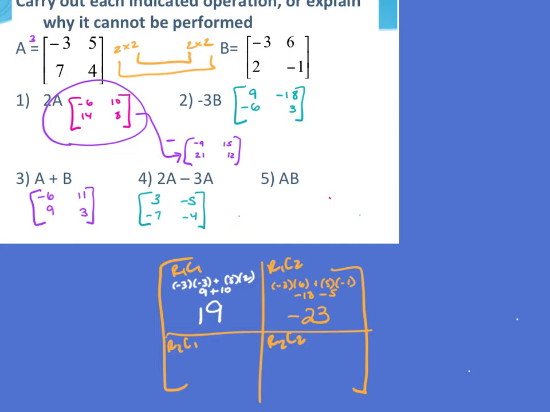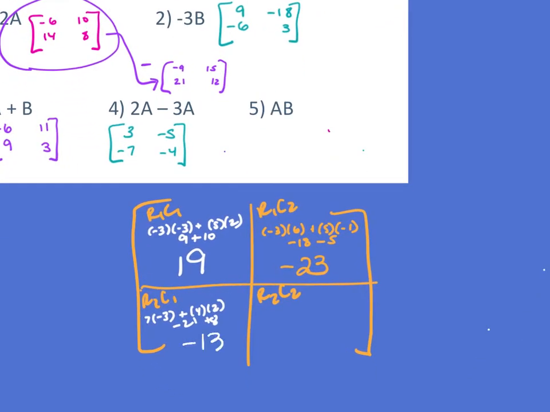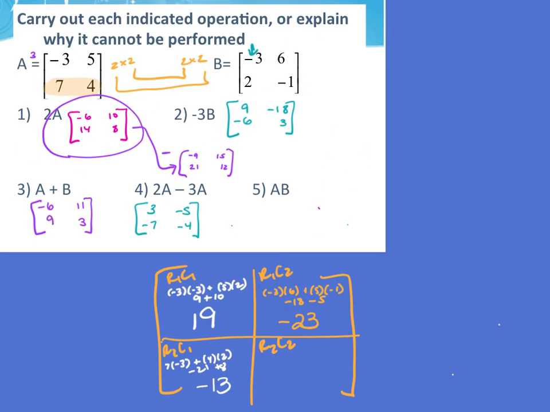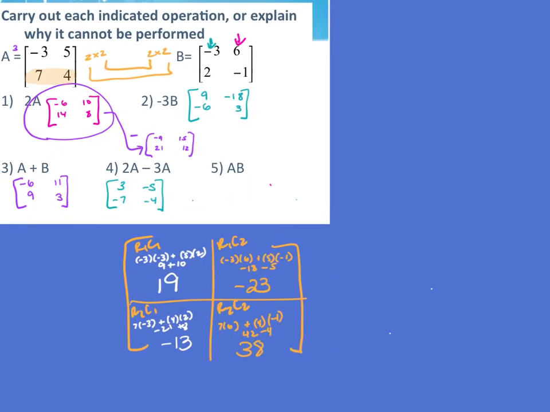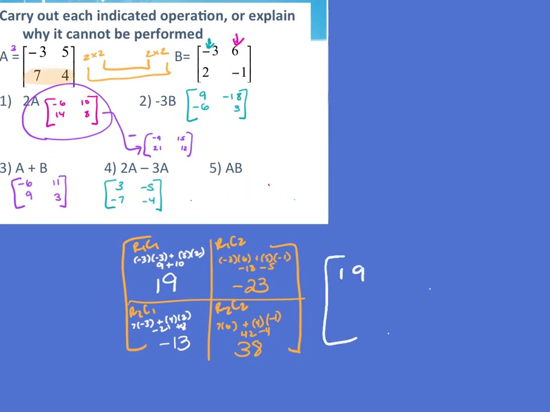Then I go row 2. So row 2 is the 7, 4. First I pair it with column 1. And I get 7 times negative 3 plus 4 times 2, negative 21 plus 8, which is negative 13. And then I do row 2, column 2, which is 7 times 6 plus 4 times negative 1, 42 minus 4, which is 38. So my solution is just 19, negative 23, negative 13, and 38.